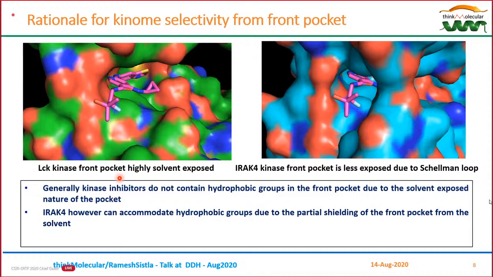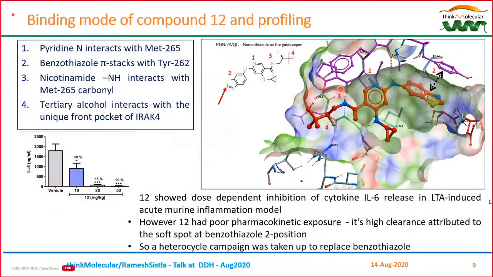So let's go back to compound 12. What happened to compound 12? This is the crystal structure of compound 12. You can find it in the PDB with 6VQL as the accession ID. I have enumerated the interactions. The pyridine nitrogen actually makes the hinge region interaction.